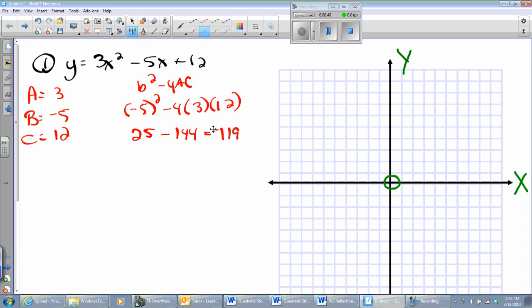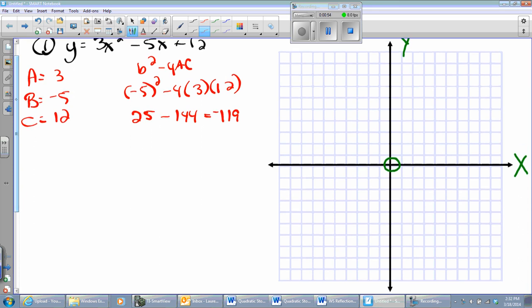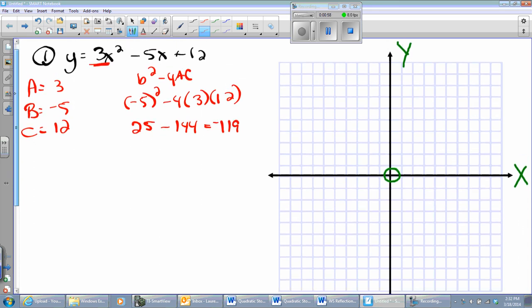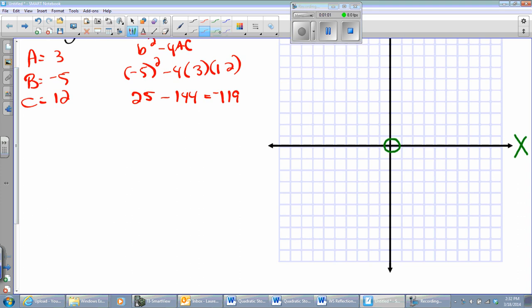It would be foolish now to go and find the zeros. There are no zeros. The vertex is going to be above the x-axis, and it's going to open upward. How do I know? A is positive. All right, so now I'm going to find my vertex, and we use x equals the negative of b over 2a. Okay, so I'm going to take the negative of b, which is 5, and 2a is going to be 6. So my vertex is at x equals 5 sixths.